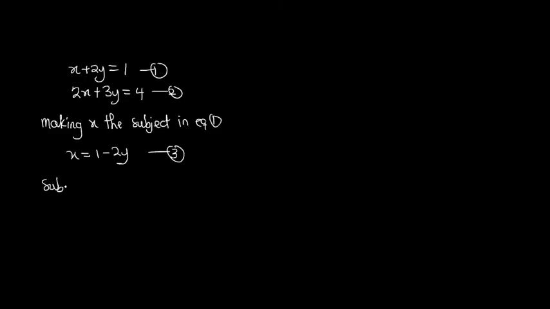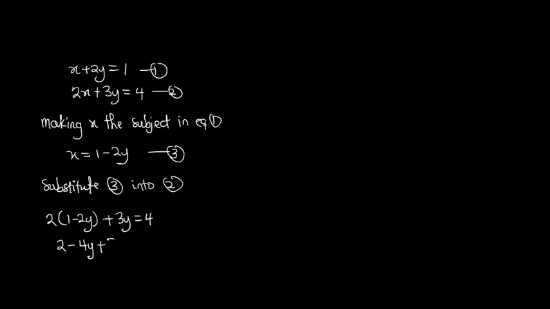So now I substitute equation 3 into equation 2. If I do that, I have 2 into bracket, the x will now be 1 minus 2y, plus the 3y over here is equal to 4. So I have 2 multiplied by 1 will give me 2, 2 multiplied by 2 will give me 4y, plus 3y equals 4. So I have my 2 here. Negative 4y plus 3y will give me negative y, and this is equal to 4.